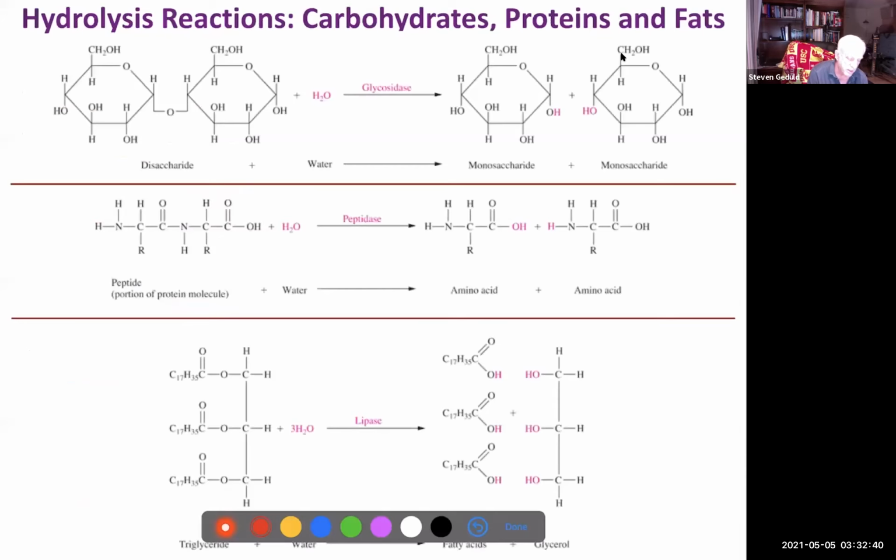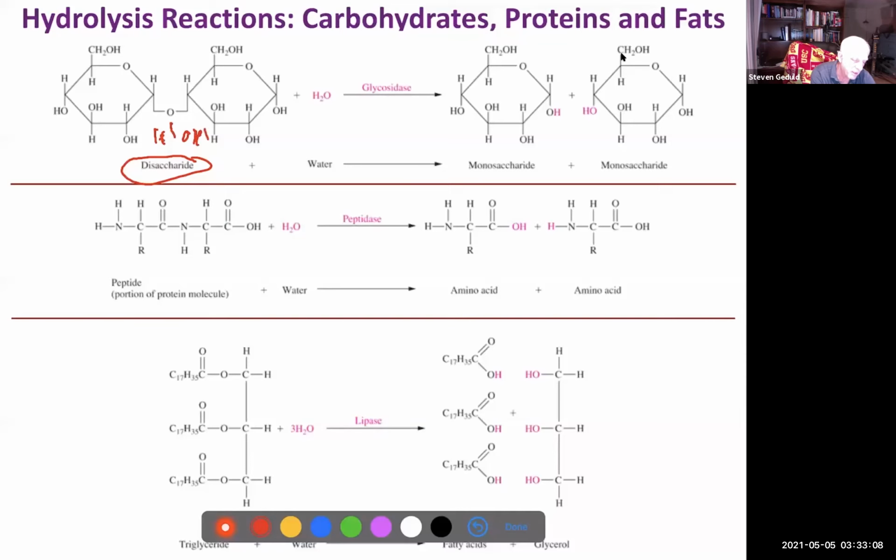All right. So here's hydrolysis reactions: carbohydrates, proteins, and fats. What we were just saying. So we have got, this is a disaccharide, which means two sugars. We're going to break this bond by adding H and OH, just like we did before.